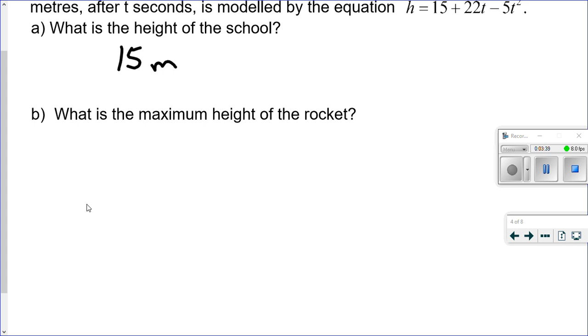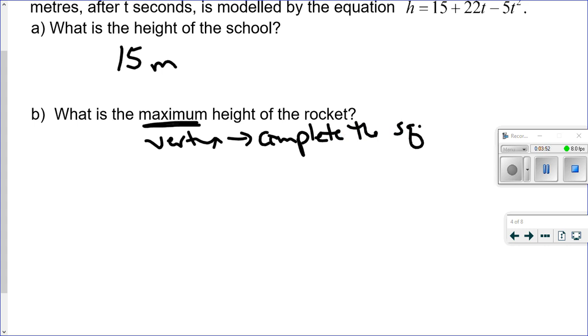What is the maximum height of the rocket? So since we're looking at maximum, vertex, complete the square. All right, so although technically there's nothing wrong with how it's written, I'm going to rewrite it in a way that we're used to looking at it so that we can complete the square based on that.